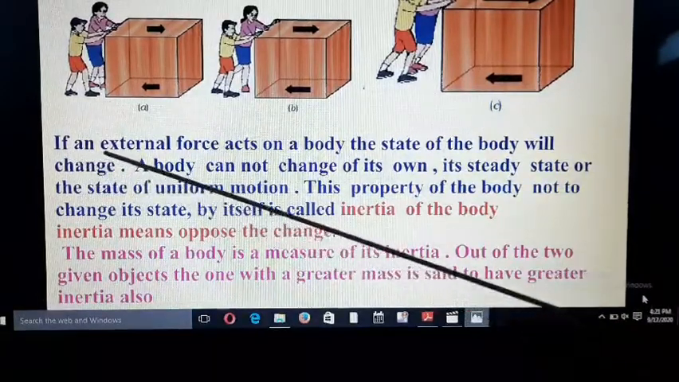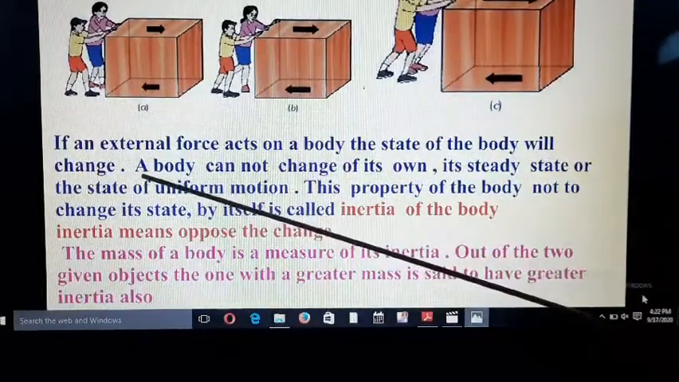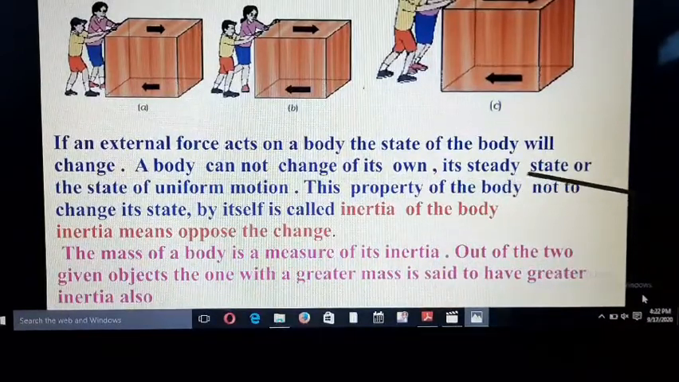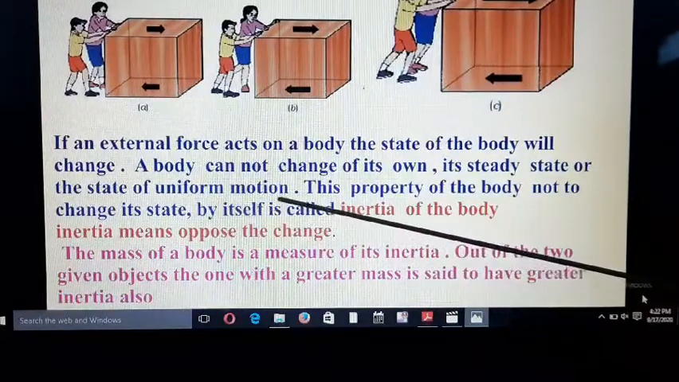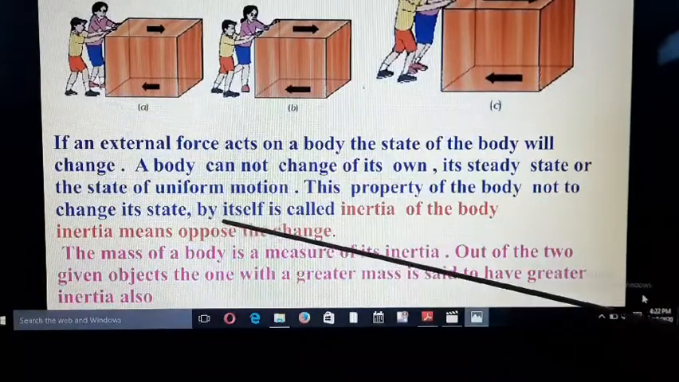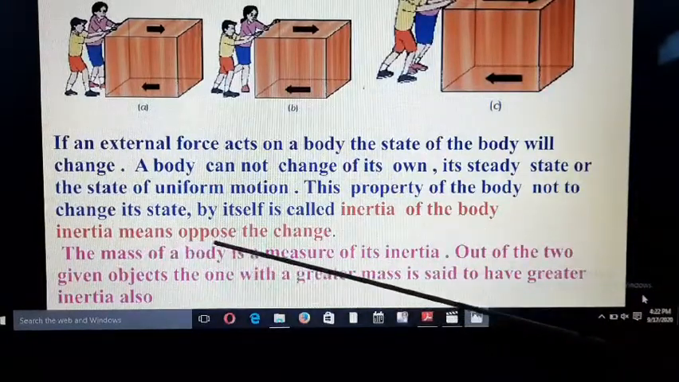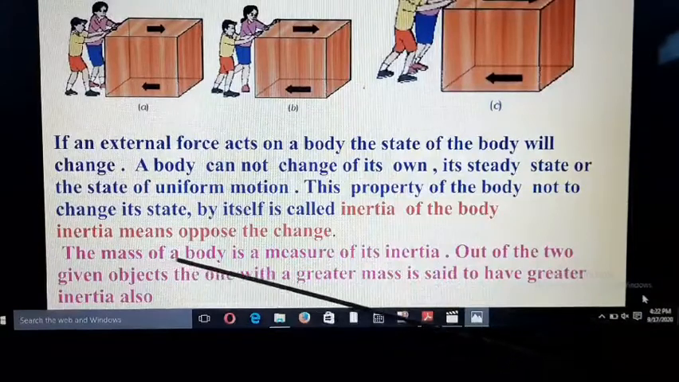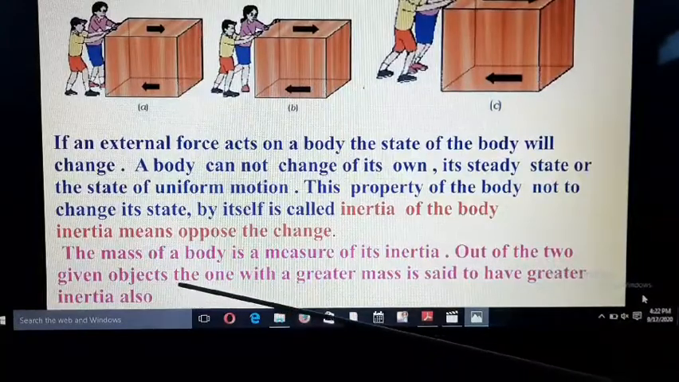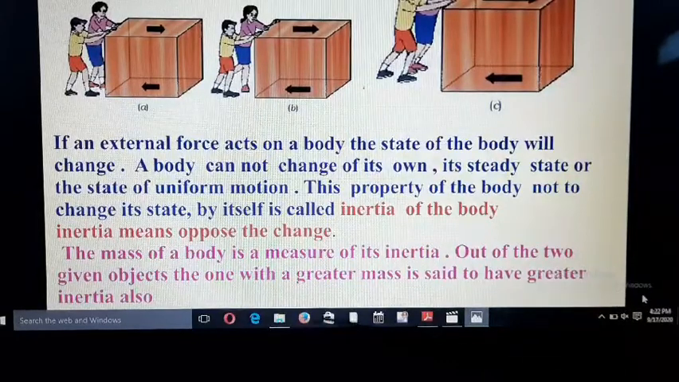This means if an external force acts on a body, the state of the body will change. The body cannot change its state on its own, whether at rest or in uniform motion. This property of a body not to change its state by itself is called inertia of the body. Inertia means to oppose the change. The mass of a body is a measure of its inertia. Out of two given objects, the one with greater mass is said to have greater inertia.